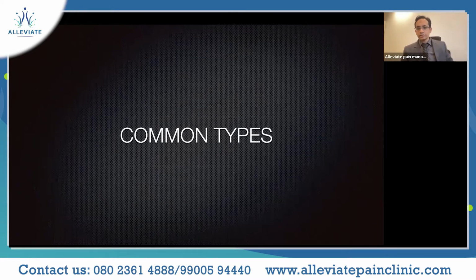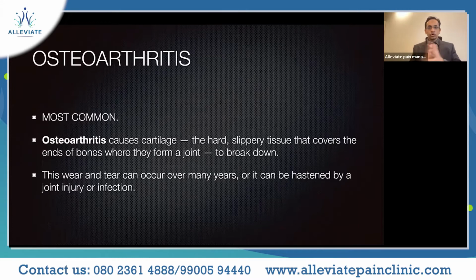Right. So let's look at a few common types of arthritis. Osteoarthritis. Osteoarthritis is the most common form of arthritis. The incidence, it's told in our country, is almost close to 45 to 50%. That means 1 in 2 individuals suffer from osteoarthritis. What happens in osteoarthritis generally? Osteoarthritis affects the cartilage. Now, what do I mean by the cartilage?